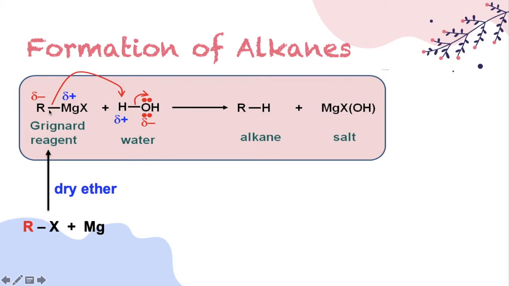The bonding electrons between R and MgX are used to form a bond with hydrogen from water. So these two electrons between H and OH will be transferred to O, making this O have one more lone pair. So the O lone pair will be used to form a bond with MgX. That's the salt product.